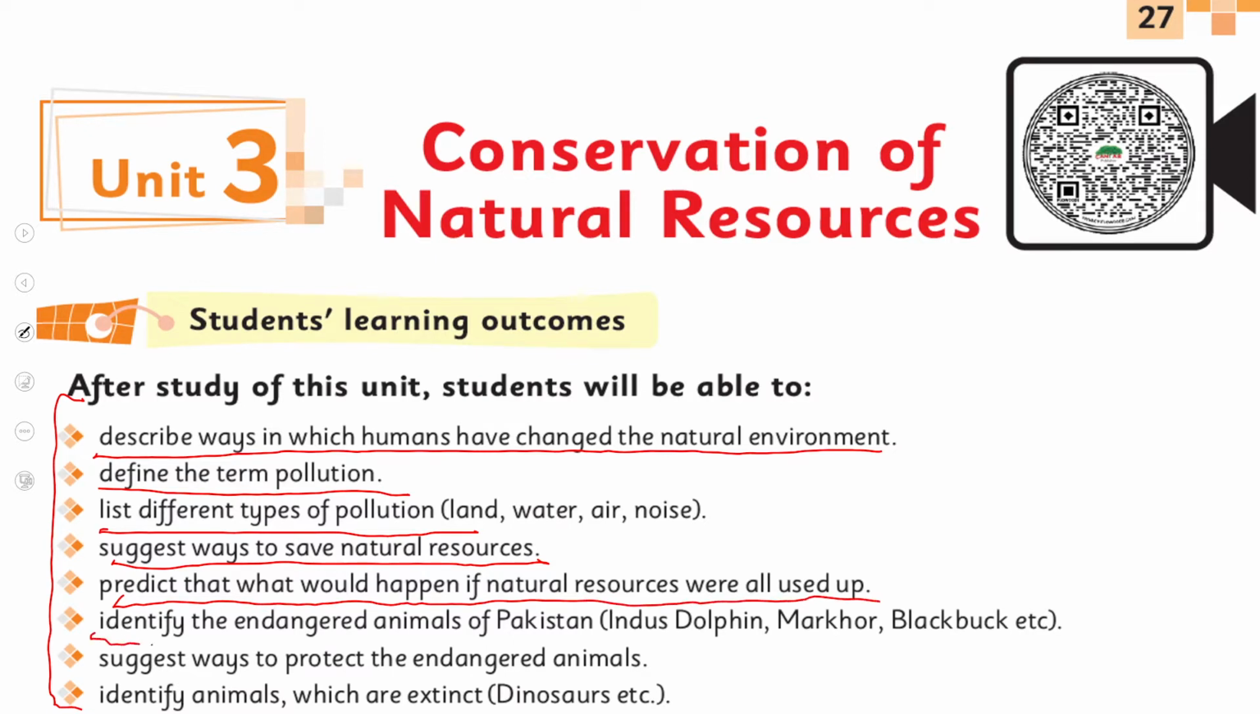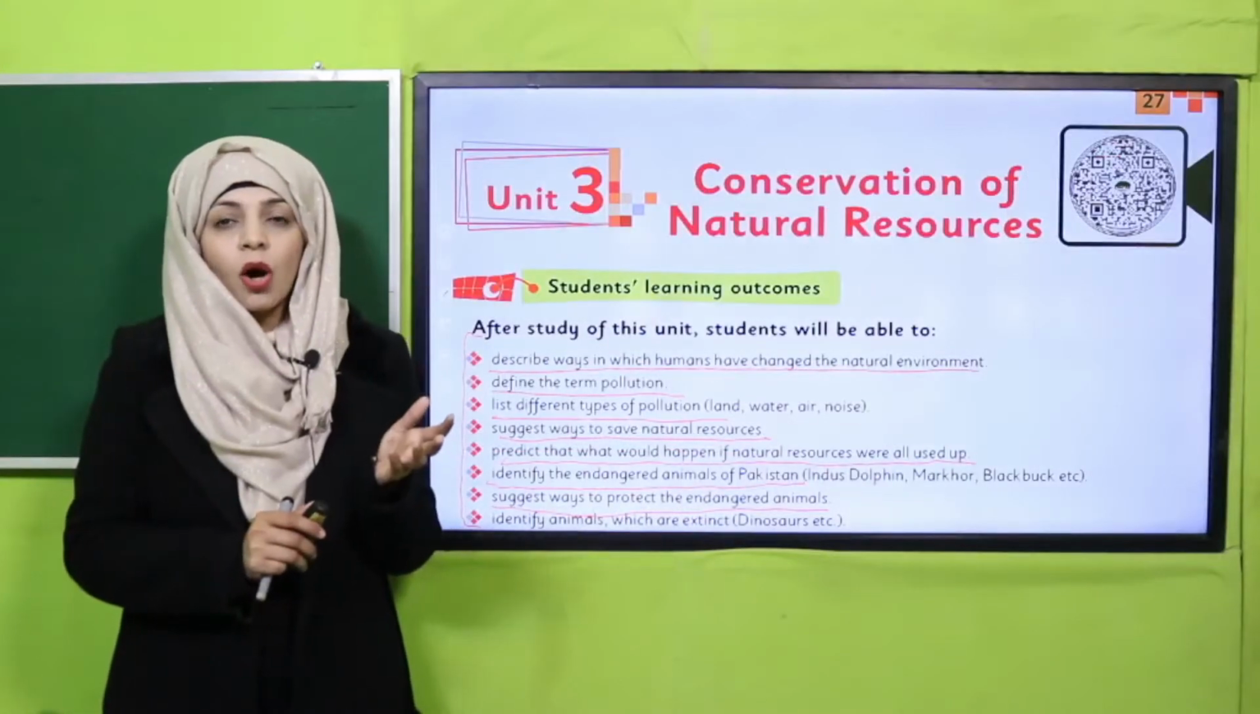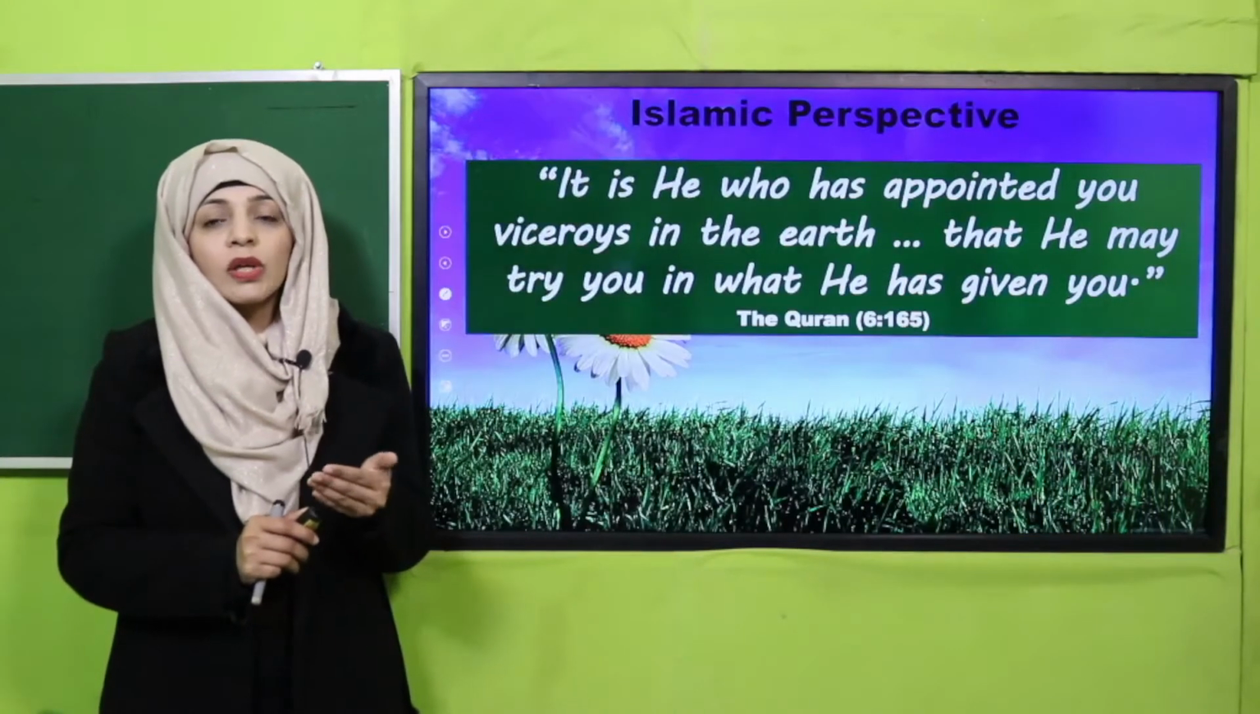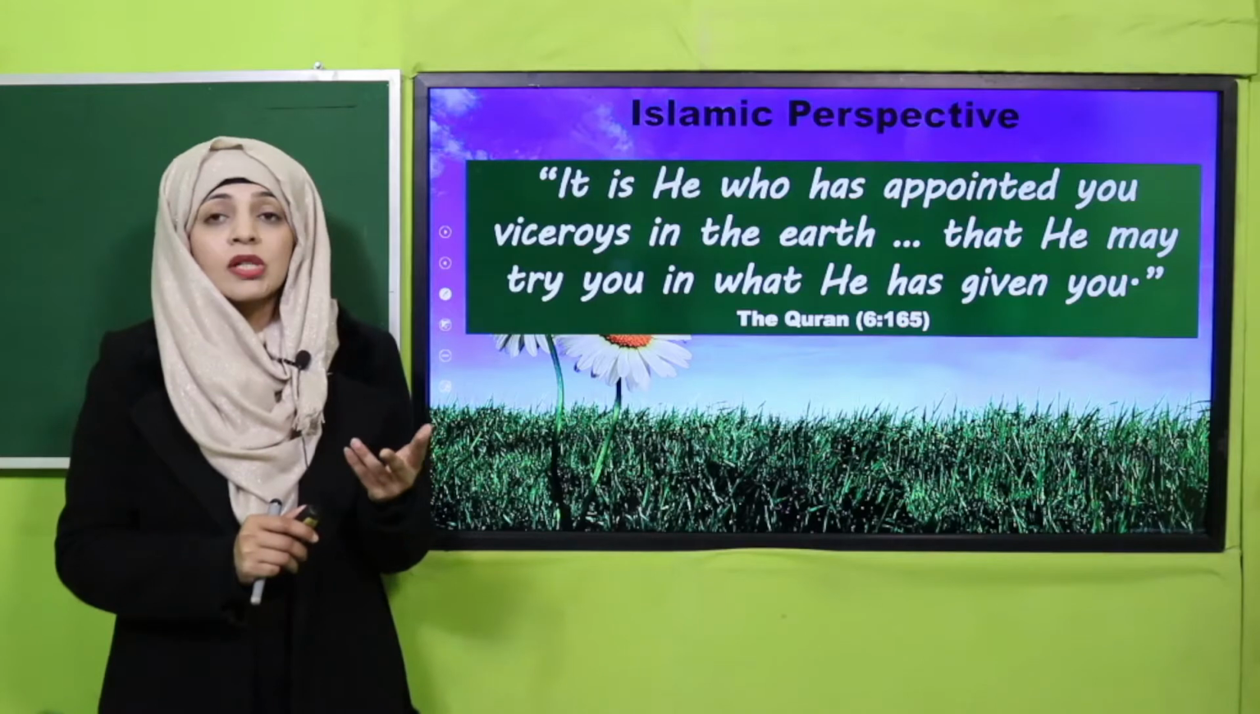We also identified the endangered animals of Pakistan. We suggested ways to protect the endangered animals, and we also identified animals which are extinct. So my dear students, we have covered all the objectives of this unit. So today I will do their revision with you so that we can move towards the assessment.